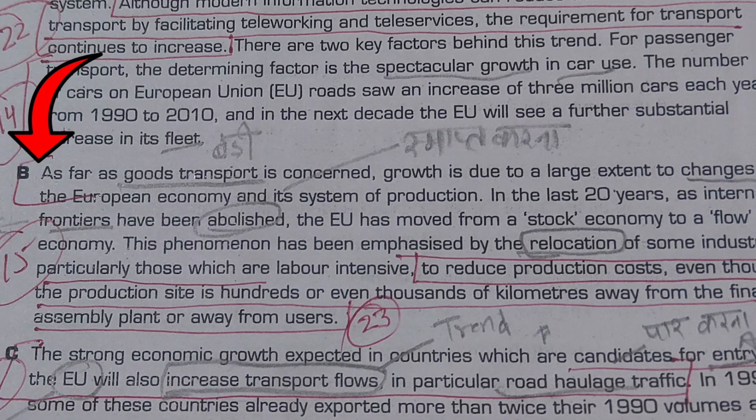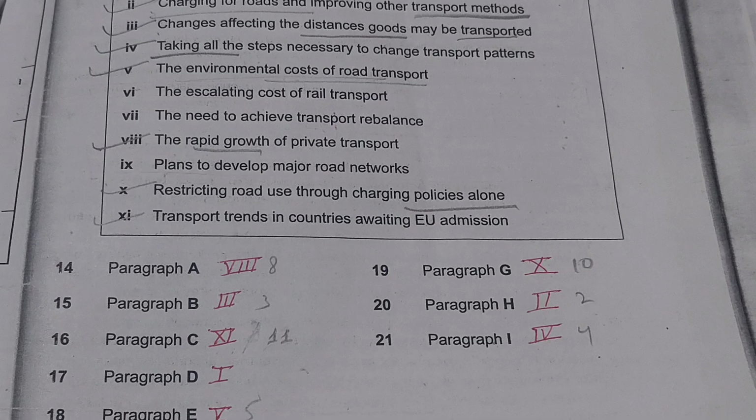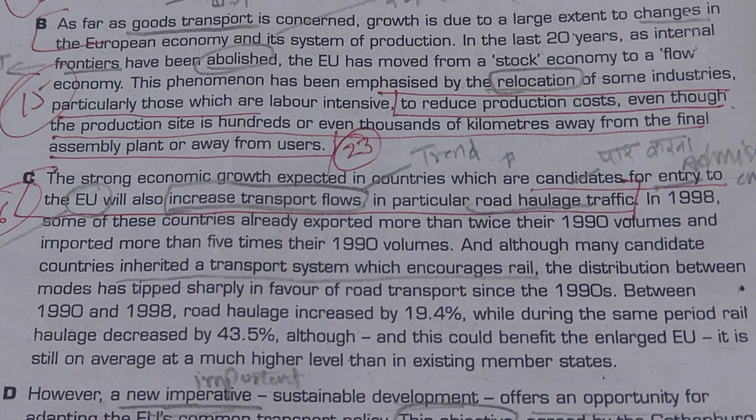Next question is paragraph C. Its heading is option 11. Transport trends in countries awaiting EU admission. जो countries EU admission की wait कर रही हैं, उनमें transport का क्या trend है? Let's see in the paragraph. The strong economic growth expected in countries which are candidates for entry to the EU will also increase transport flows, in particular road haulage traffic.